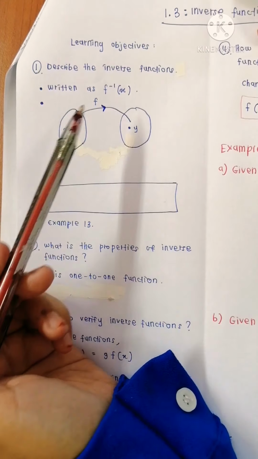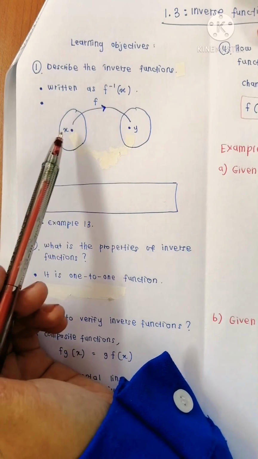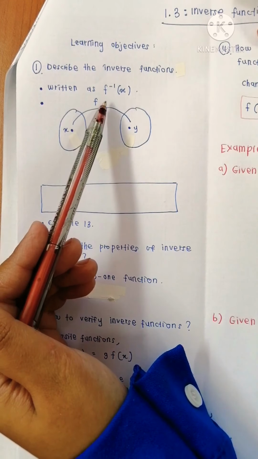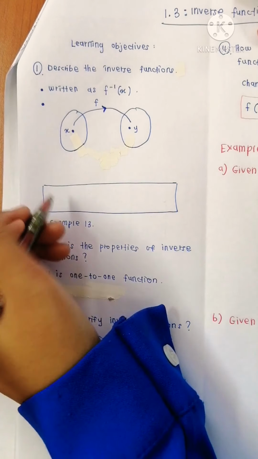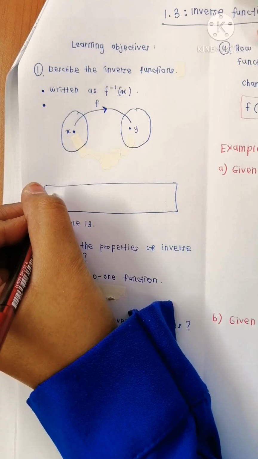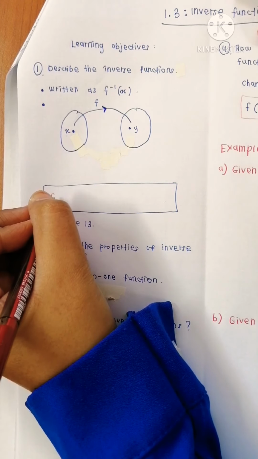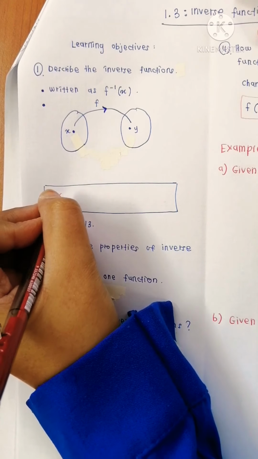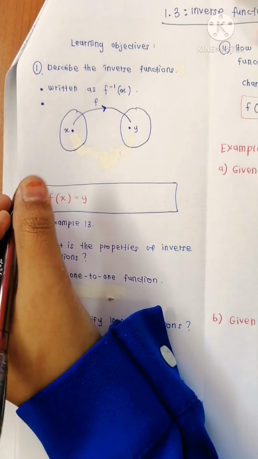Now this is an arrow diagram. This is the normal arrow diagram you see, which is function f of x equal to y. This is the normal thing you see.